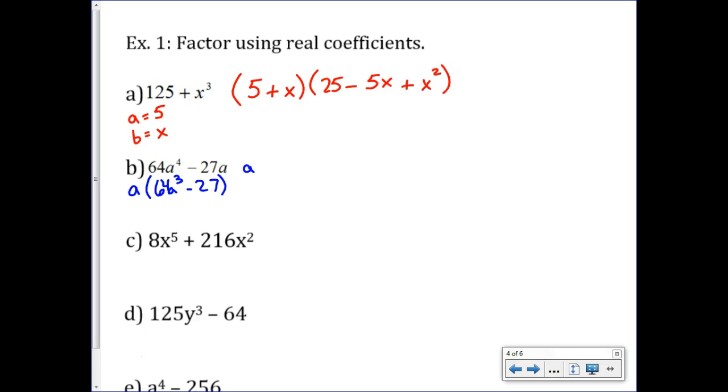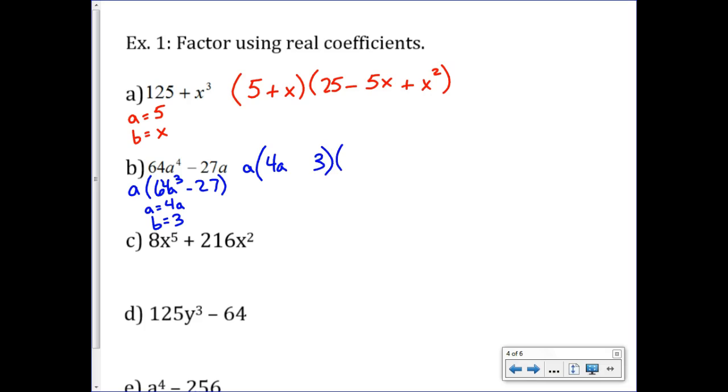So my a value here, the cube root of 64, is 4a, and my b value here is 3. So I have that a out front. Then I have 4a, and I have 3.